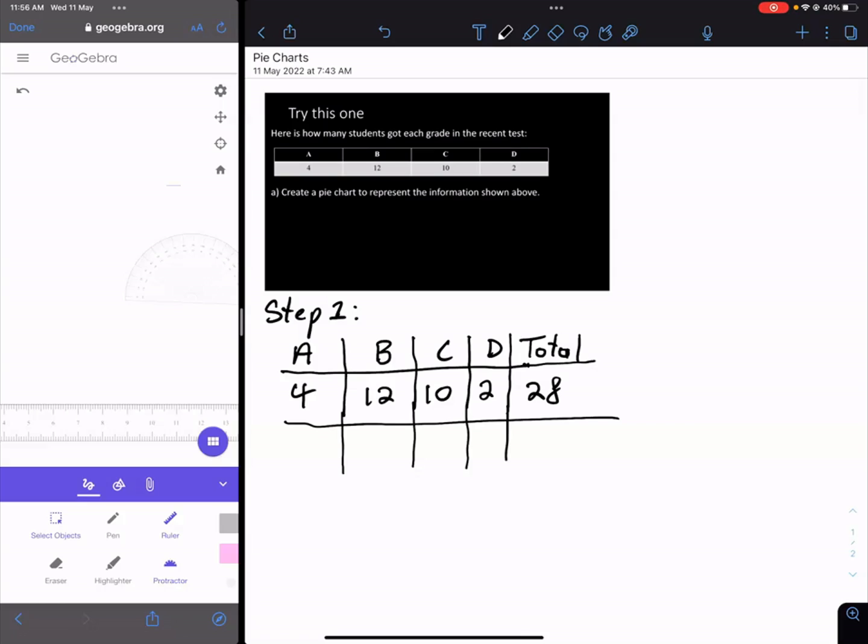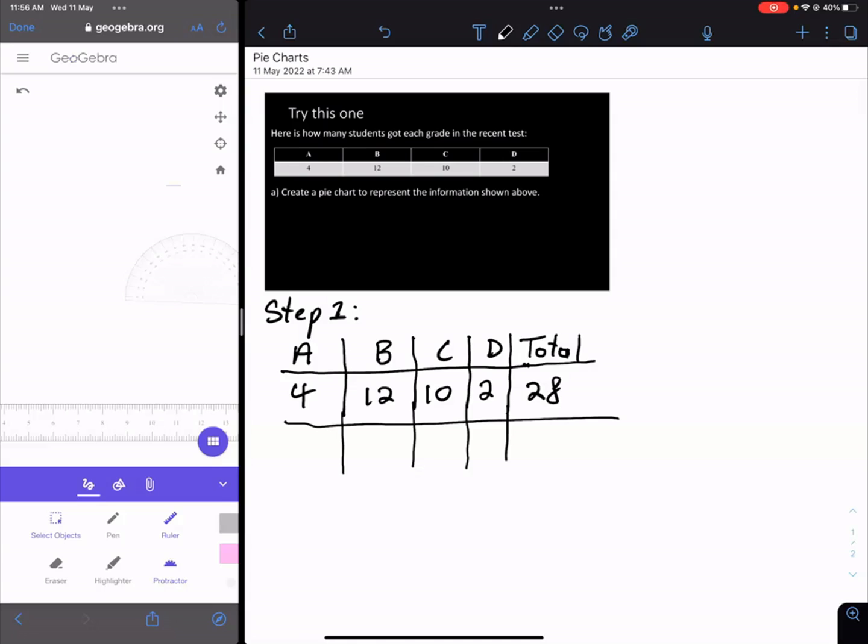Now, step 2, we need to figure out how much each student is for the pie chart, or how many degrees each would take up. Because as we know, a pie chart has sectors, or if you want to look at the pie chart as a pie or as a pizza, it has slices. And we need to find out what 4, 12, 10, and 2 will look like on a pie chart.